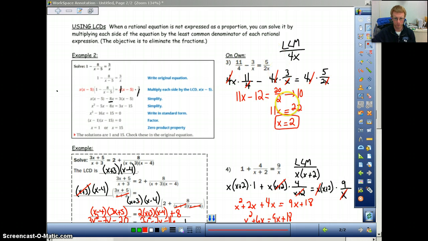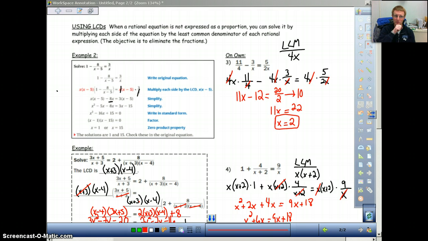Okay, so for this first one, you should have gotten x equals 2. Your LCM here was 4x. Again, we didn't need to repeat the 2 because 2 already goes into 4. So if you said that the LCM was 8x, that's okay because you probably still get the right answer.